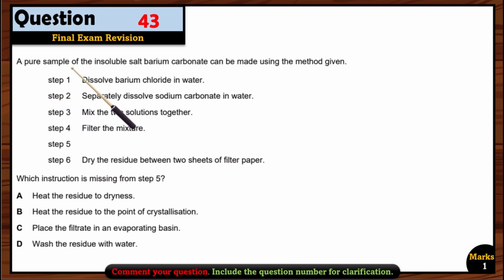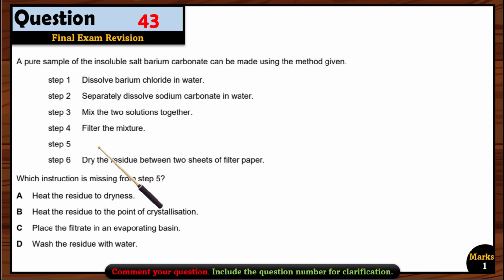Let's see question 43. A pure sample of the insoluble salt barium carbonate can be made using the method given. Okay, all these are the steps. Which instruction is missing from step 5? Let's see one by one. Dissolve barium chloride in water. Separately dissolve sodium carbonate in water. Mix the two solutions together, filter the mixture, and then dry the residue between two sheets of filter paper. So if the insoluble salt is made and we have filtered the mixture, what will we do after that? We have to evaporate the water.